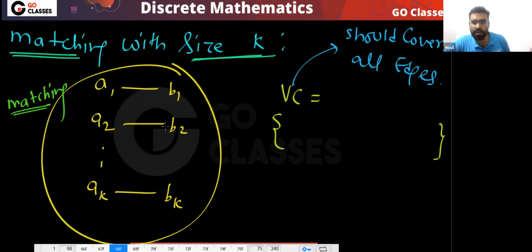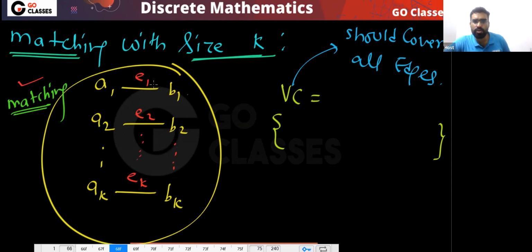Is this matching of size k or 2k? On your screen, this matching has size k or 2k? Matching means a set of edges. So how many edges do you have? Only k edges. Remember, matching means a set of edges. So total k edges you have. So this is a matching of size k actually.